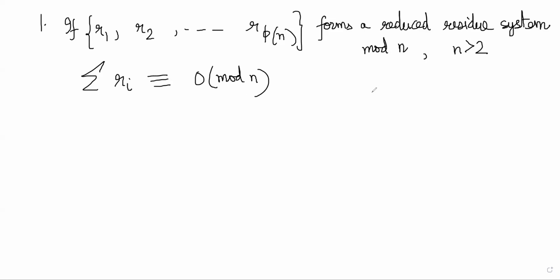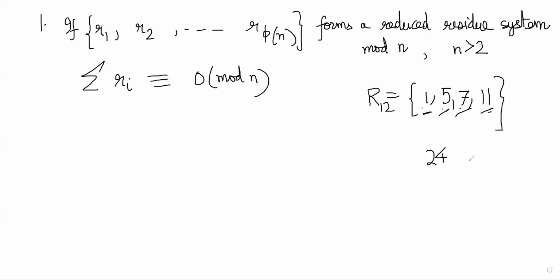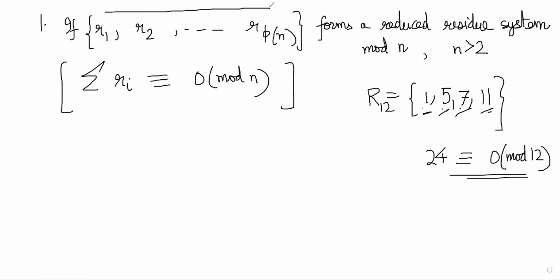If you take the same example as before, R12 was coming out to be 1, 5, 7, 11. Take the sum of all these Ri's. It is becoming 1 plus 5, 6 plus 7, 13 plus 11, 24, which is congruent to 0 mod 12. So that is the property that is being said. If this forms a reduced residue system mod n, then the sum of all of these reduced residues would add up to something that is congruent to zero mod n, right?